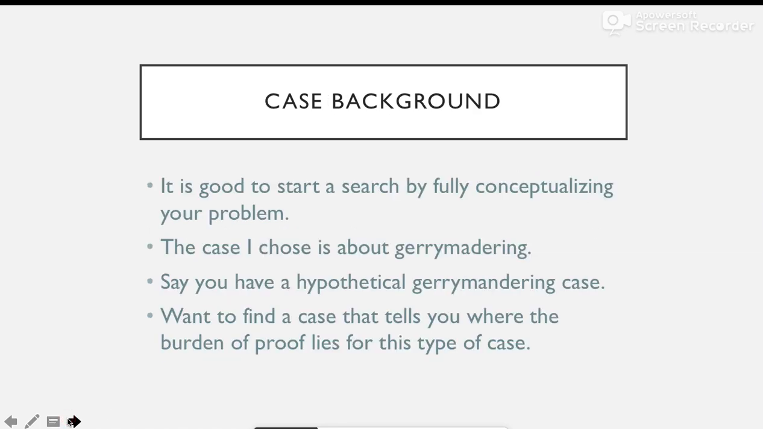Some background for the case. I always feel like it's good to start a search by fully conceptualizing your problems and your issues. The case I chose is about gerrymandering. So just imagining we have some sort of hypothetical gerrymandering case, and that we want to find a case that tells us where the burden of proof lies for this type of gerrymandering case. Obviously, the case that we've cited is going to be a good one.